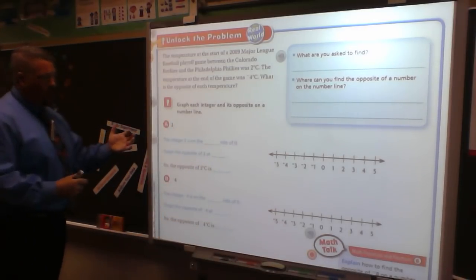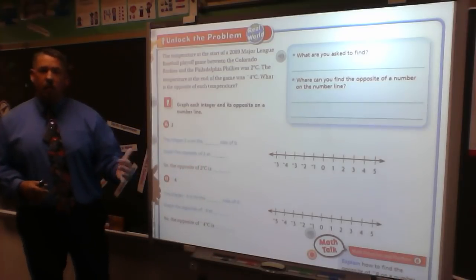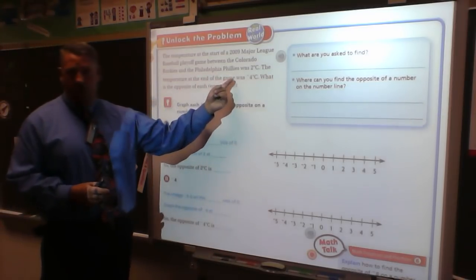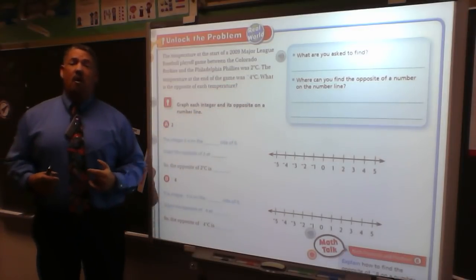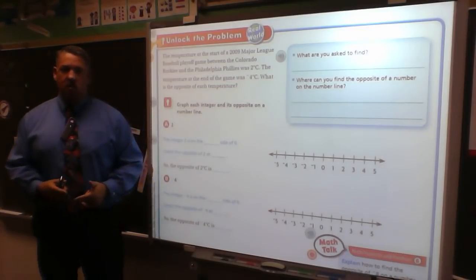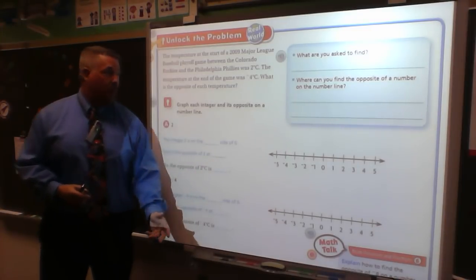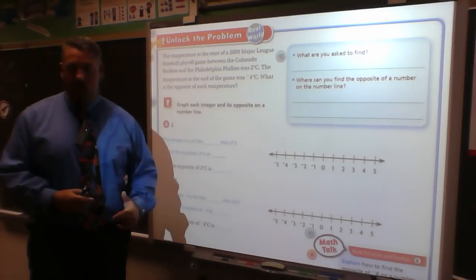When I talk about this scenario, we're talking about a Major League Baseball game that happened in 2009 between the Colorado Rockies and the Philadelphia Phillies. They started their first game on a really cold day. It was 2 degrees Celsius. And they finished playing on a really cold day because it dropped down to -4 degrees Celsius.